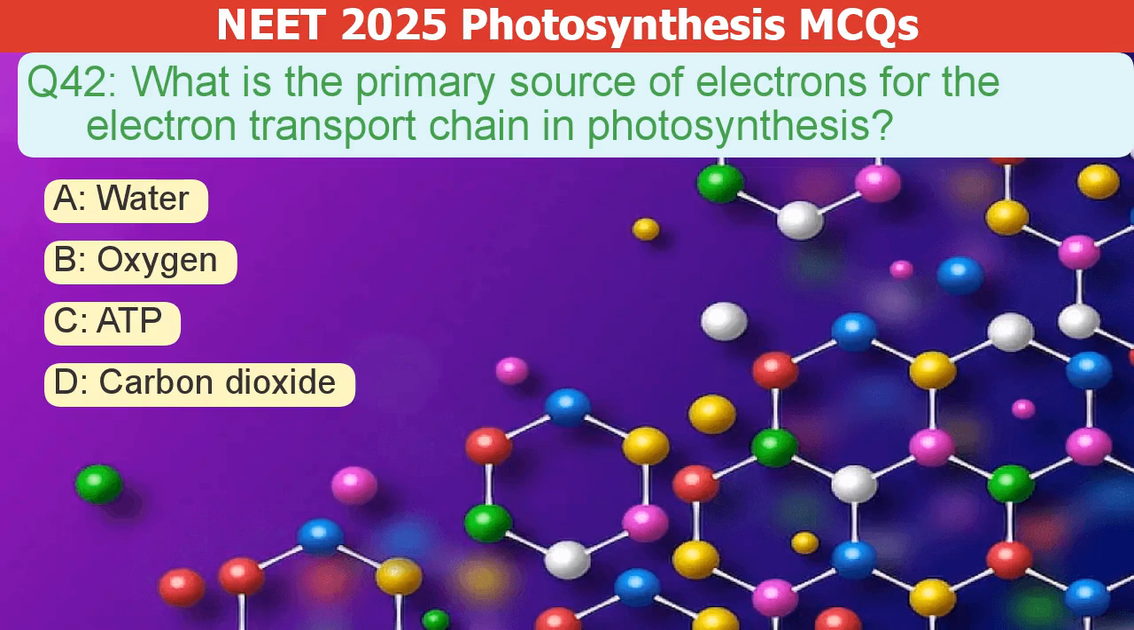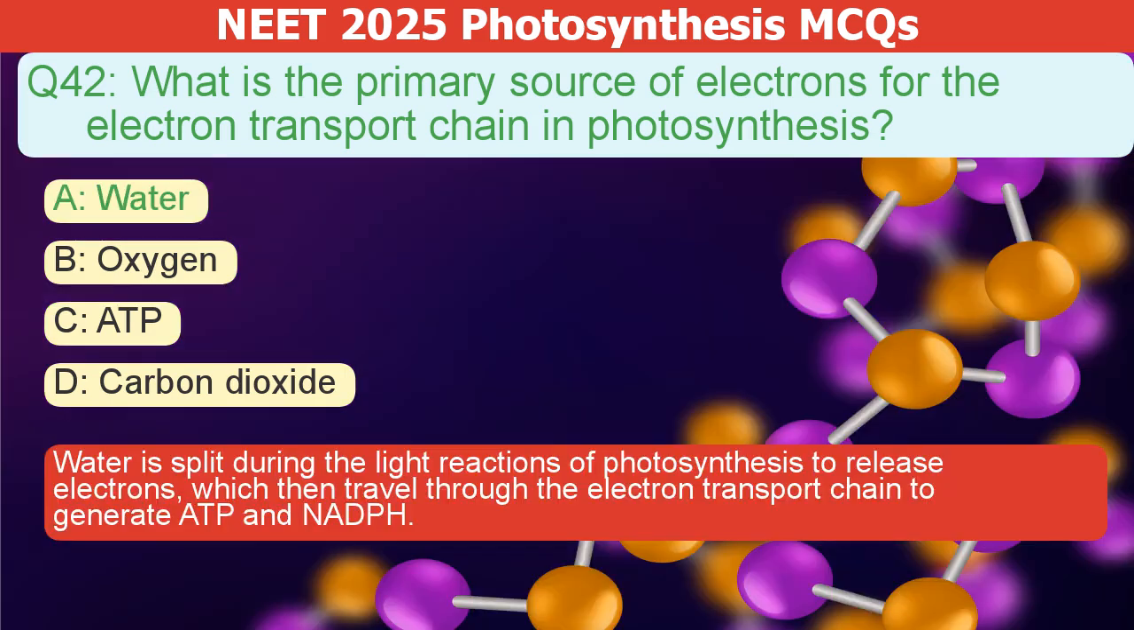What is the primary source of electrons for the electron transport chain in photosynthesis? A. Water. B. Oxygen. C. ATP. D. Carbon dioxide. The correct answer is A. Water is split during the light reactions of photosynthesis to release electrons. These electrons then travel through the electron transport chain to generate ATP and NADPH.